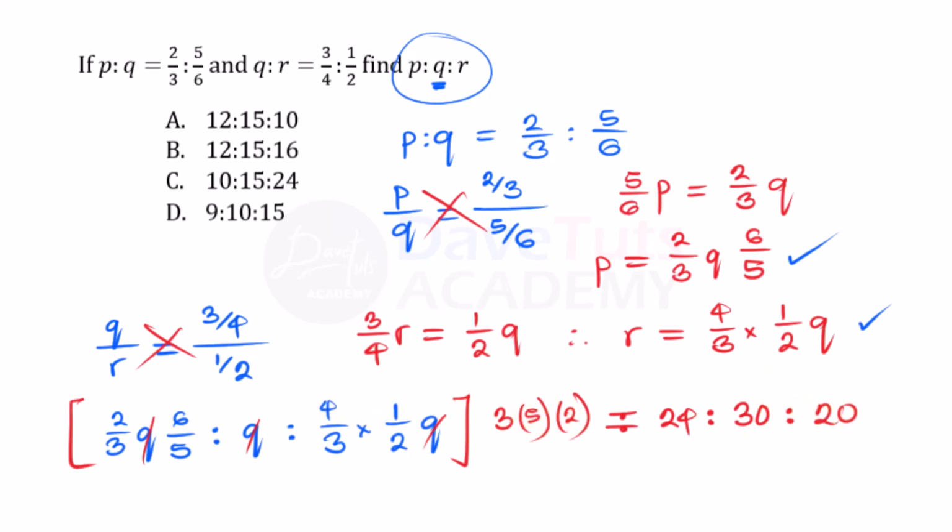And for all of these 3, I can see that I can still break them down, dividing by 2. 24 over 2 is 12. 30 over 2 is 15. 20 over 2 is 10. And that is expressed as option A.